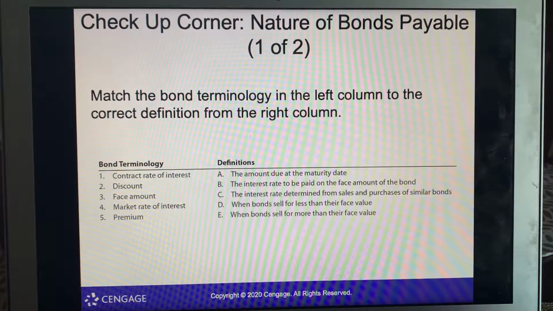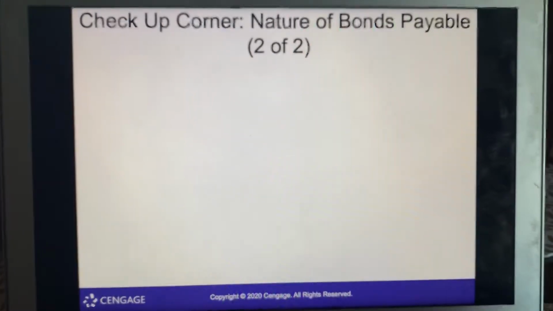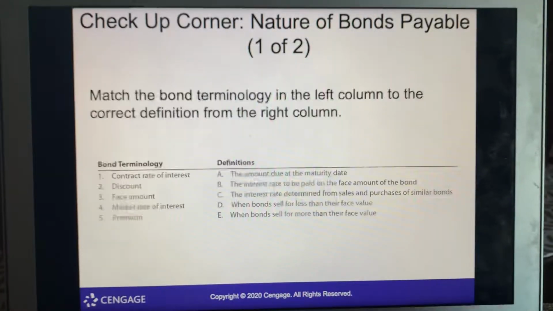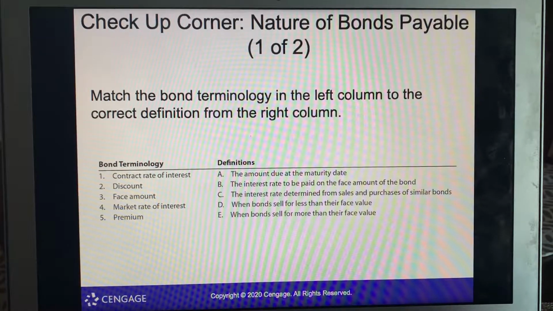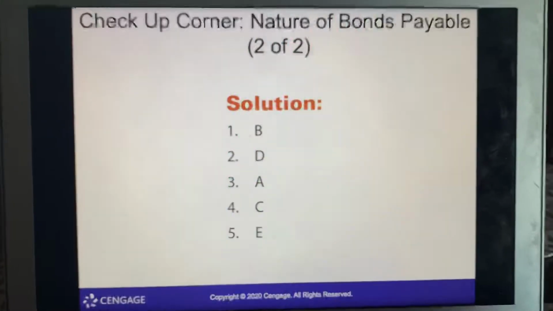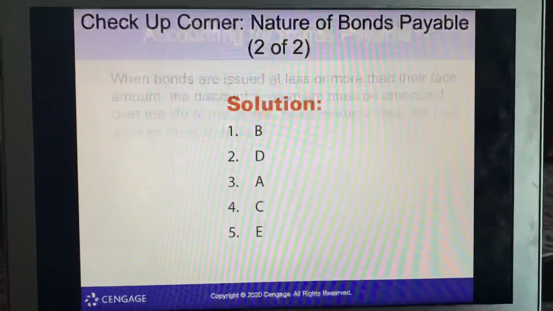So here's a little quick check. Match the bond terminology in the left column to the correct definition from the right column. So I'll go ahead and let you. So here's the questions, and matching them. Go ahead. This is also in the textbook. So the answers are B, D, A, C, E. So I'll go ahead and let you go through that.